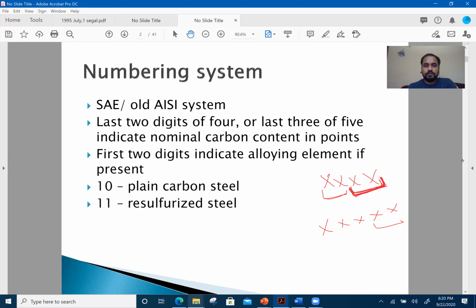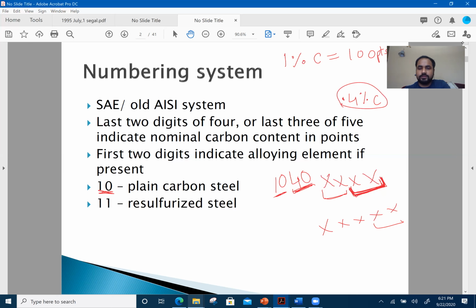For example, if you have 10 in the first two digits, that means it's a plain carbon steel. There's no other alloying element. So if you have 1040, this is a plain carbon steel, and this 40 basically means 0.4% carbon. At a lot of places, carbon percentage is shown like this, where 1% of carbon is shown as 100 points. That's also an industry standard people use. So if you have 40 points of carbon, that means it is 0.4% carbon.